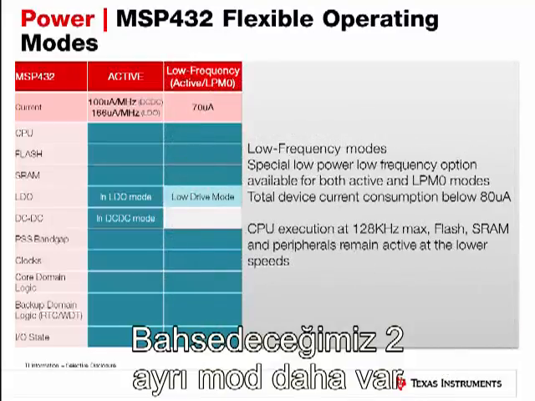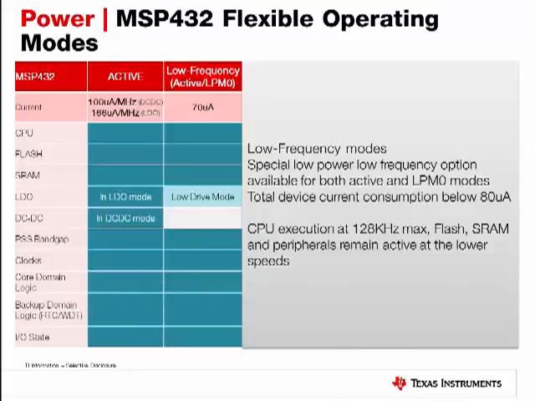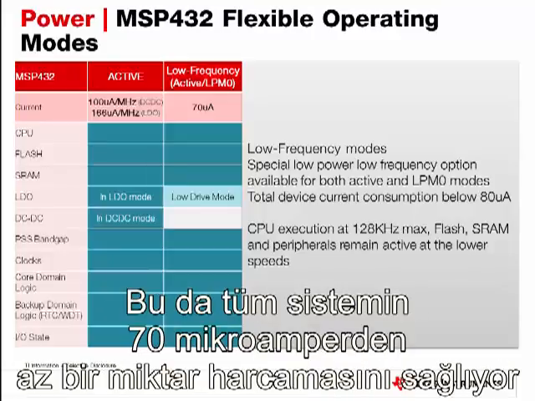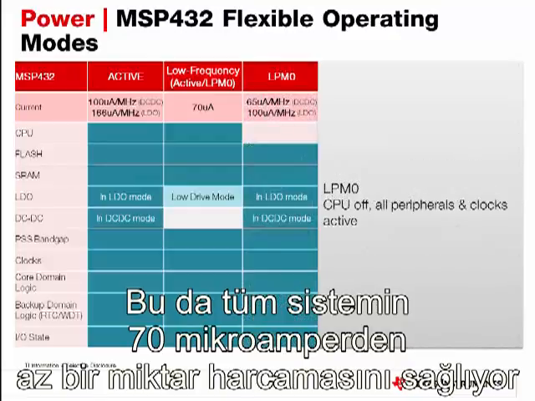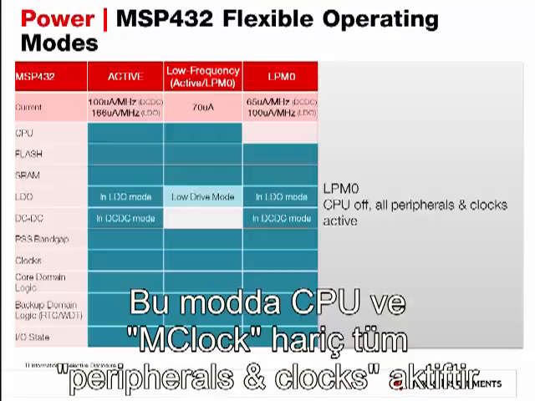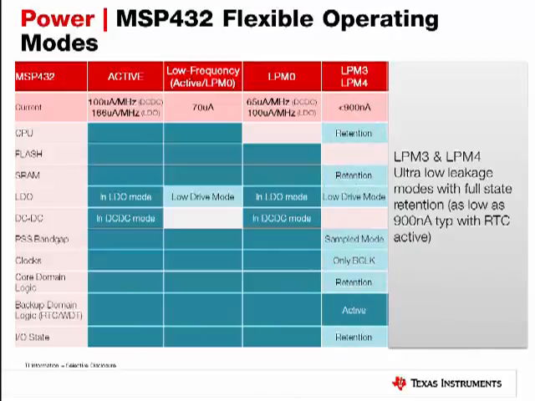Two new modes have been introduced into MSP432, and those are the low frequency modes. The low frequency mode is a special mode that keeps everything in the system active. That could include a CPU. However, all clocks must be less than or equal to 128 kilohertz. This allows the entire system to consume around 70 microamps or less. The LPM0 mode is very similar on MSP432 to MSP430. In this mode, all peripherals and clocks are active except for CPU and the main clock or MCLK. In this mode, the consumption is anywhere from 65 to 100 microamps per megahertz depending on the regulator that you use.